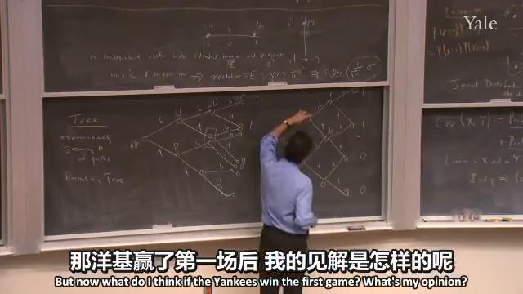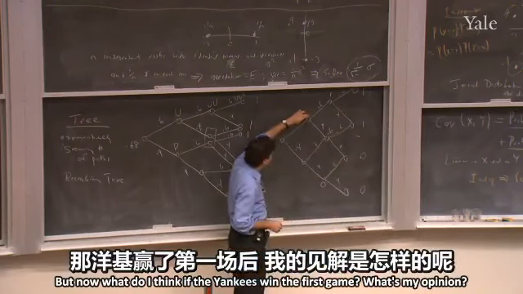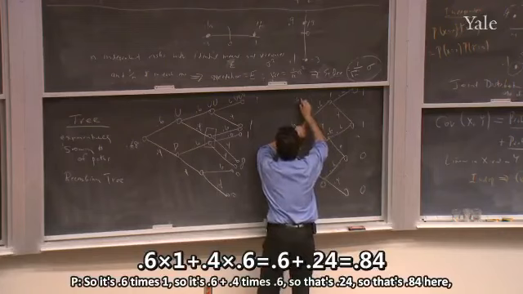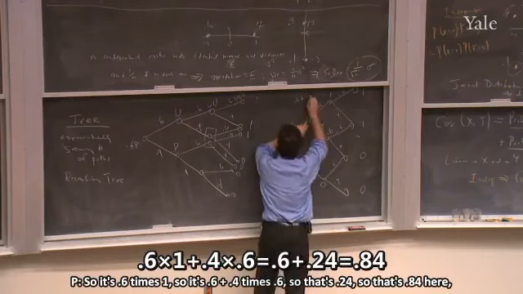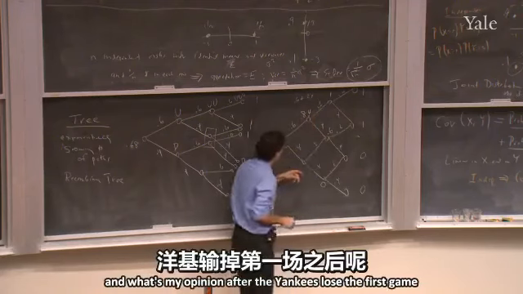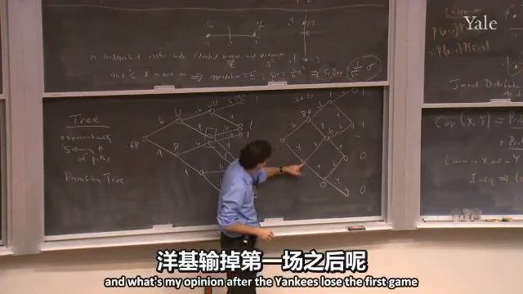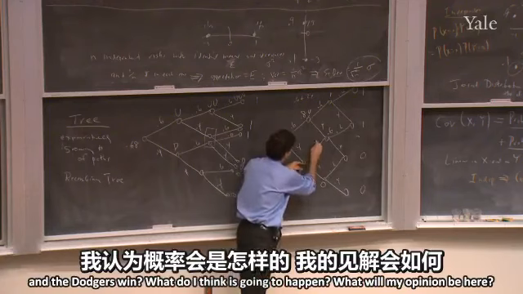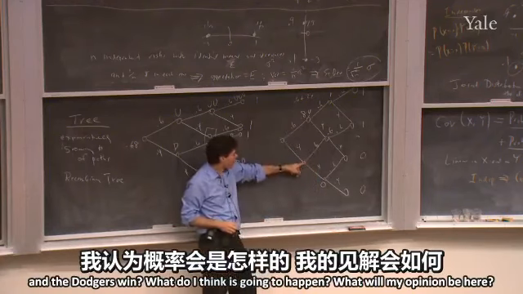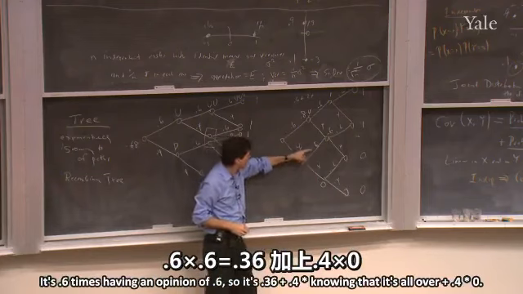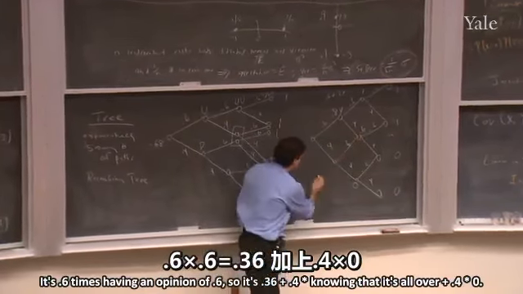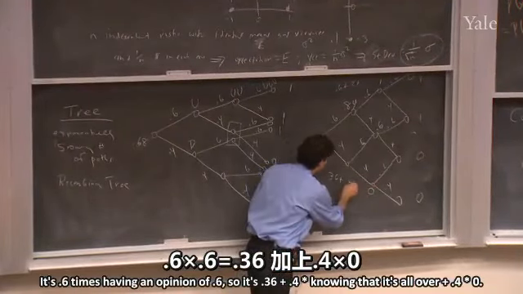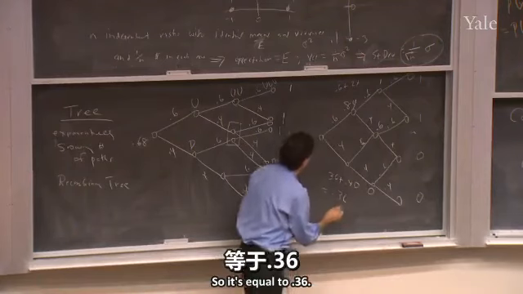But now, what do I think if the Yankees win the first game? What's my opinion? So it's 0.6 times 1, so it's 0.6 plus 0.4 times 0.6. So that's 0.24. So that's 0.84 here. And what's my opinion after the Yankees lose the first game and the Dodgers win? What do I think is going to happen? What will my opinion be here? It's 0.6 times having an opinion of 0.6, so it's 0.36. Plus 0.4 times knowing that's all over, plus 0.4 times 0. So it's equal to 0.36.